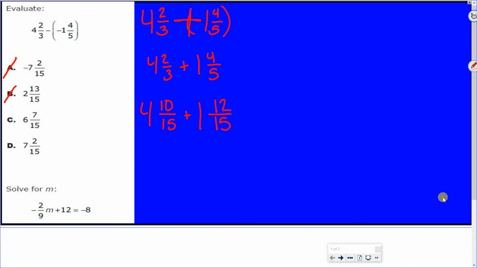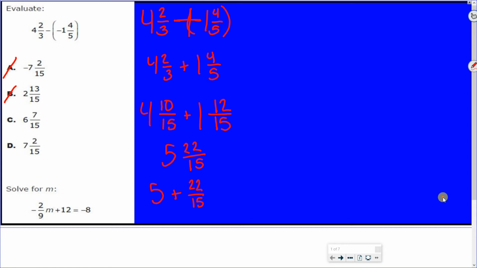So now I add straight across. What's 4 plus 1? 5. What's 10 plus 12? 22. So now I got 5 and 22/15. Okay? Now I'm going to break this up into two. I'm going to break this up so you can see this. This is 5 plus 22/15. Okay? Now the fraction 22/15 is an improper fraction.